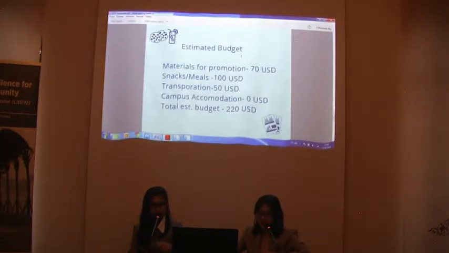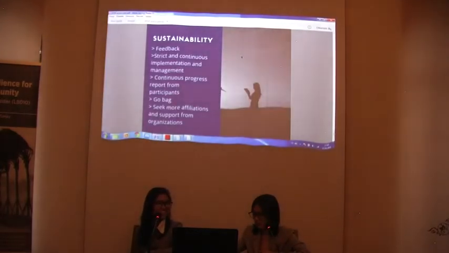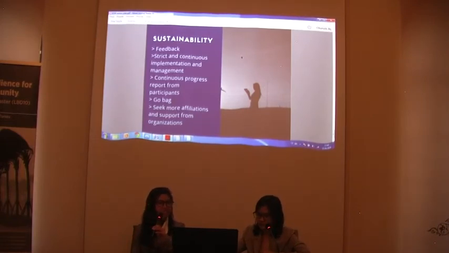And our estimated budget, we just want to clear that this is a rough estimate, and this is for the whole year. Sustainability: if the action plan is successful, we hope that we continue it, and through this we would ask feedback from the students if this is successful, and if it is, we hope that we have a strict and continuous implementation and management, as well as asking the progress of the students.